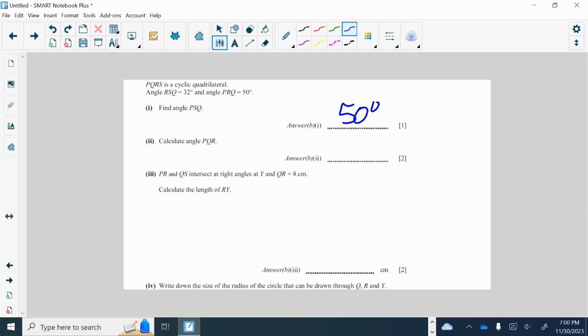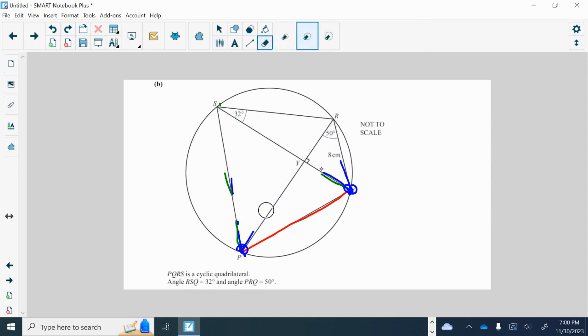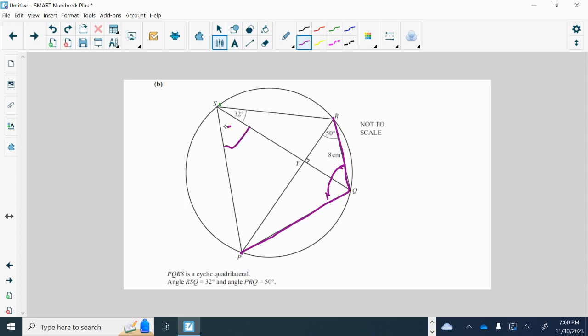Calculate angle PQR. I'm going to rub that out. So first of all, identify the angle. So PQR. I'm going from P to Q to R. So here we go. And well, I know that's 50. This is really familiar. Have we done this before? Getting deja vu.